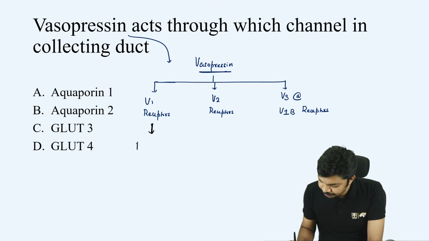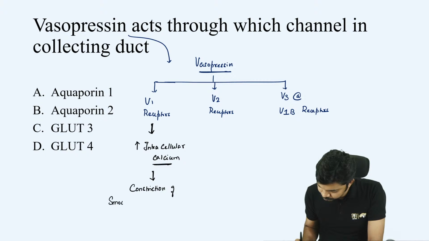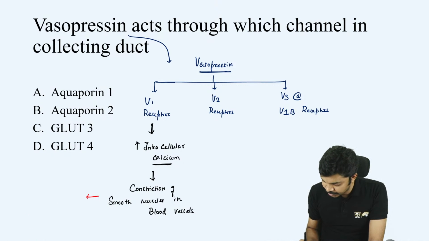By acting through V1 receptor, vasopressin increases intracellular calcium. Using calcium as a second messenger, vasopressin is involved in constriction of smooth muscles in blood vessels. When smooth muscles in blood vessels are getting constricted, this will produce vasoconstriction.